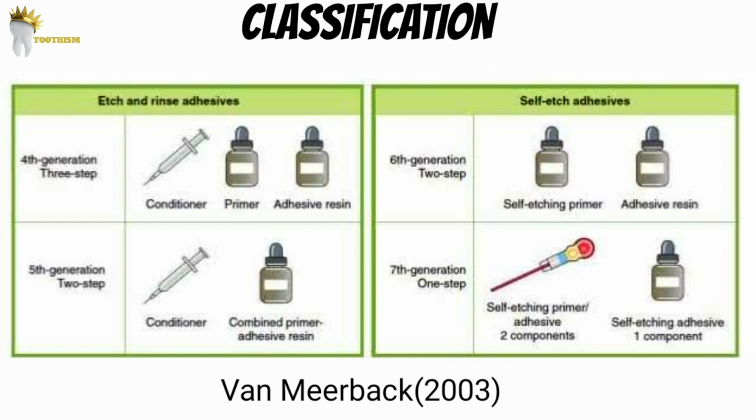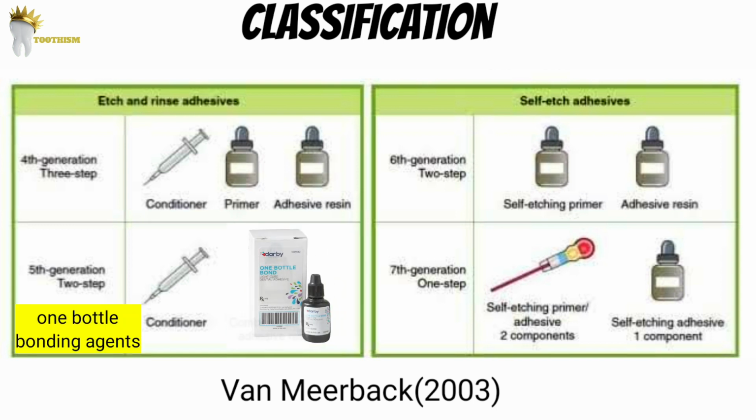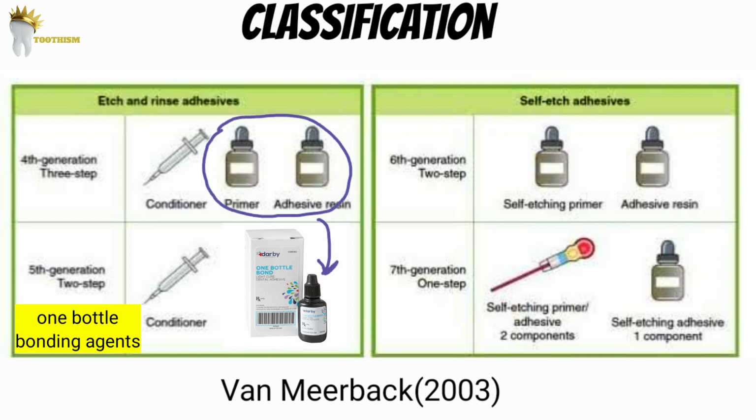Similar to the 4th generation, they are based on the total etch technique. They are also known as one bottle or one component bonding agents because the primer and adhesive resin are in one bottle. The basic difference between 4th and 5th generation is the number of basic components or bottles. 4th generation bonding system is available in 2 bottles, one primer and one adhesive. 5th generation dentin bonding agents are available in one bottle only.